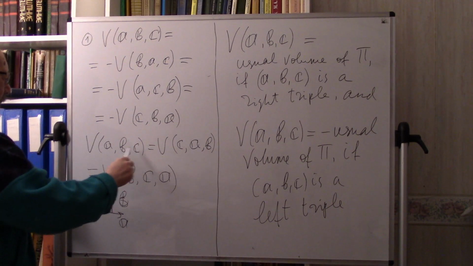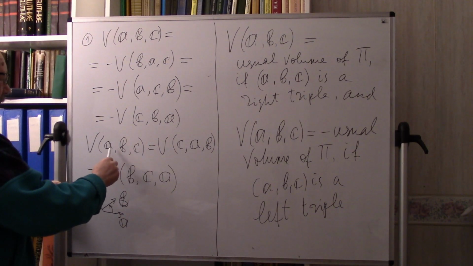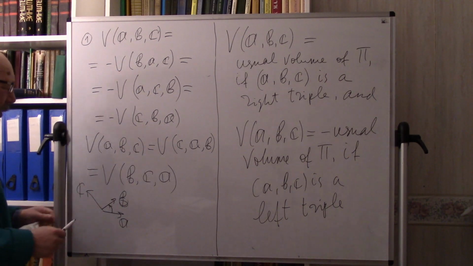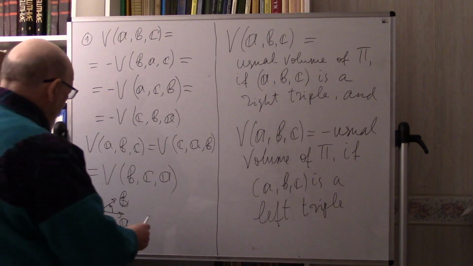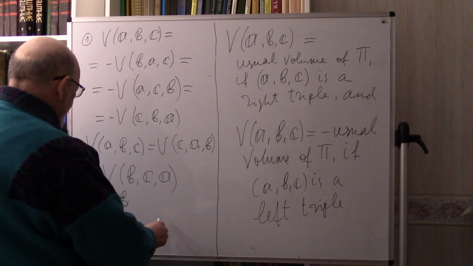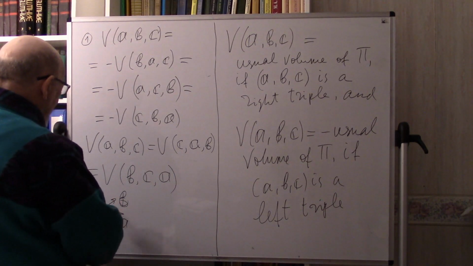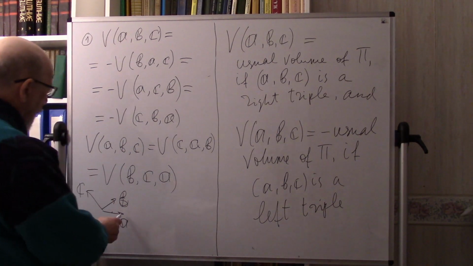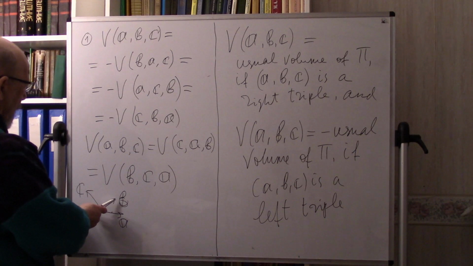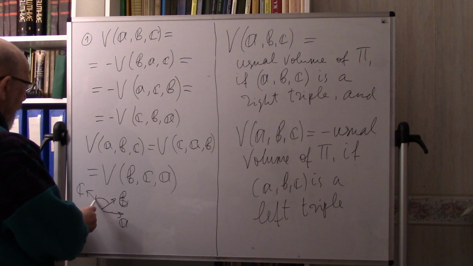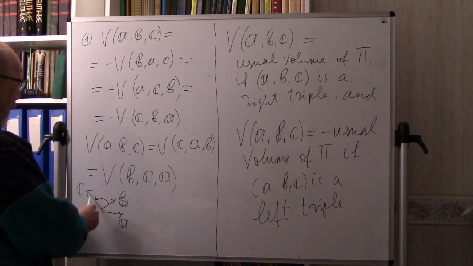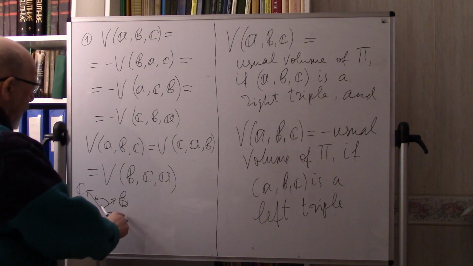So C moves here, A moves here, B moves here. Yes. So if you consider the triple B, C, A, so we look from A at the vectors B and C, then you have to turn vector B to have the same direction as vector C, also counterclockwise if you look from A.